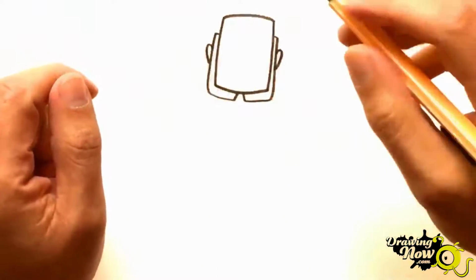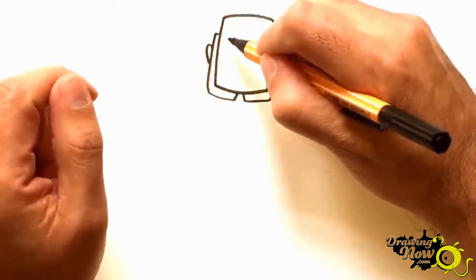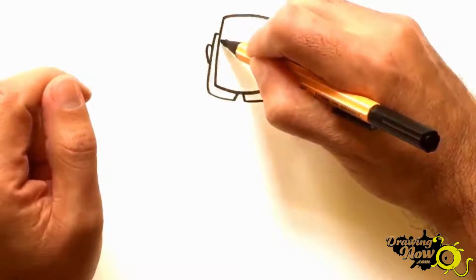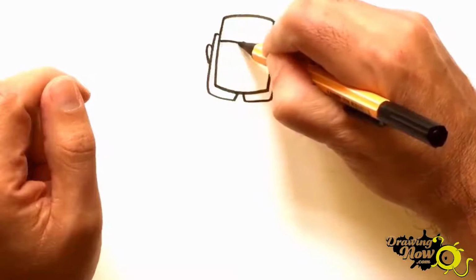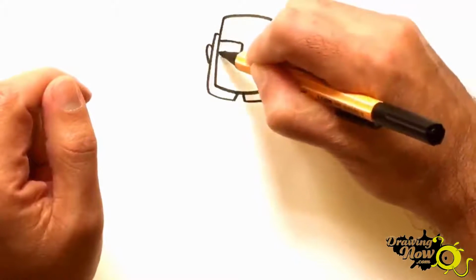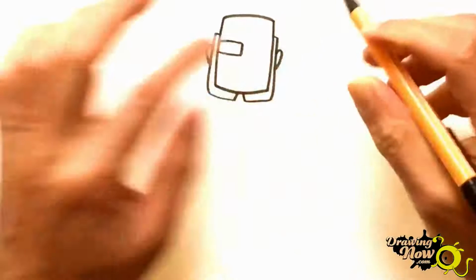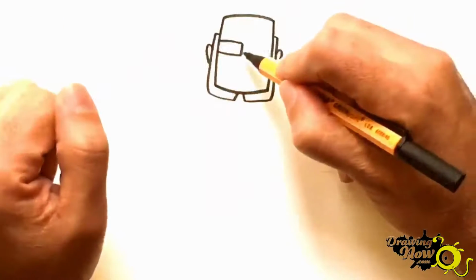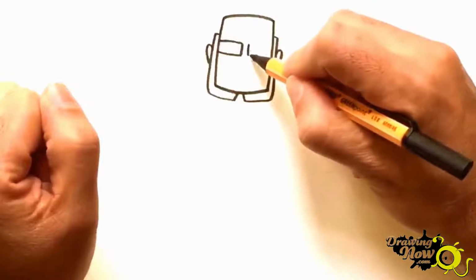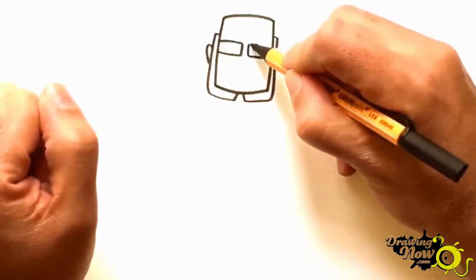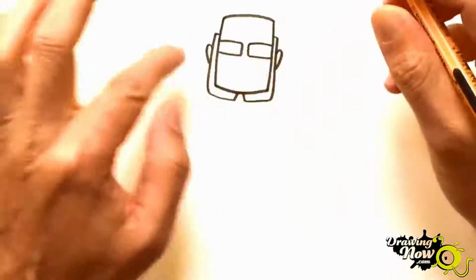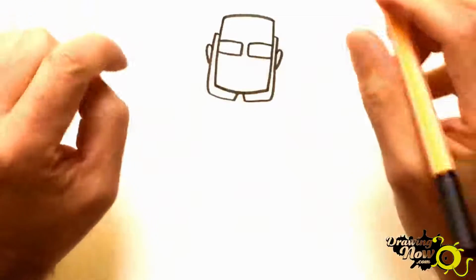So very important for the giant are his eyebrows. They're easy to do. So you do a rectangle for an eyebrow. And of course you will do an eyebrow on the other side, which is identical. Here we go. Two eyebrows. Very big eyebrows. Very big guy.